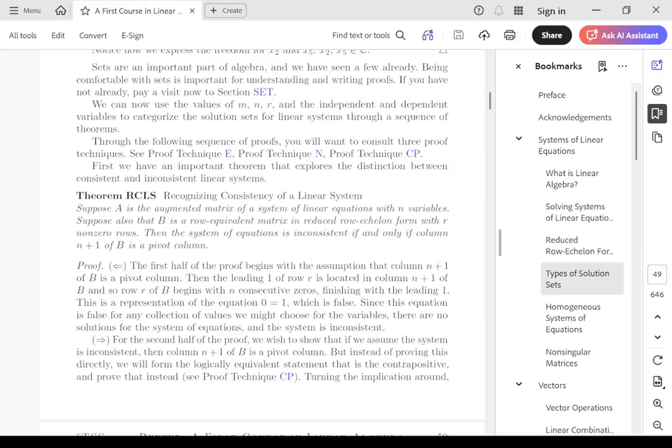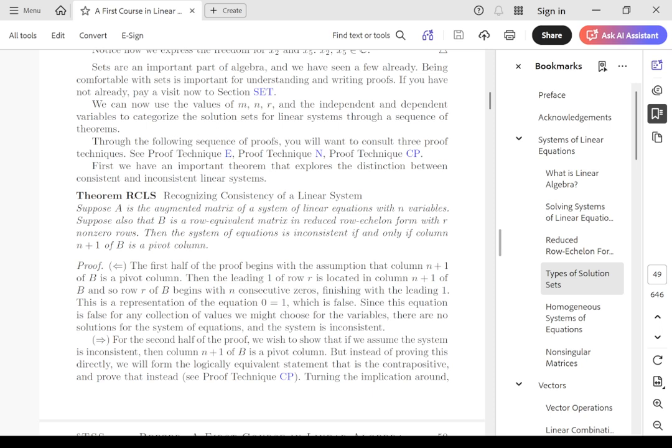All right, so here we're just going to wrap up this section on types of solutions, putting together what we've covered so far. We're going to go over a few very straightforward theorems, putting into mathematical language the intuition we've been working on for the solutions of systems. The first one is recognizing the consistency of a linear system.